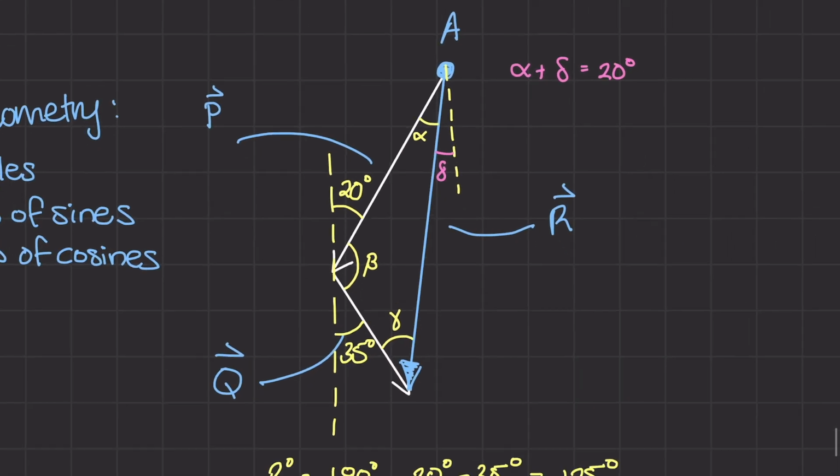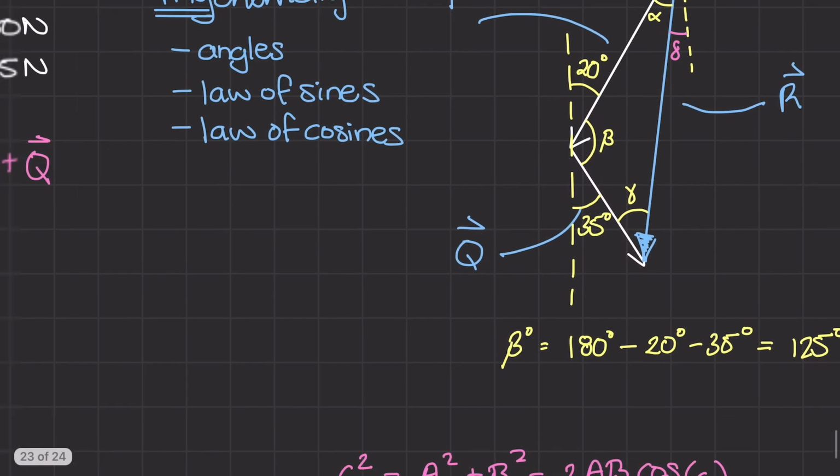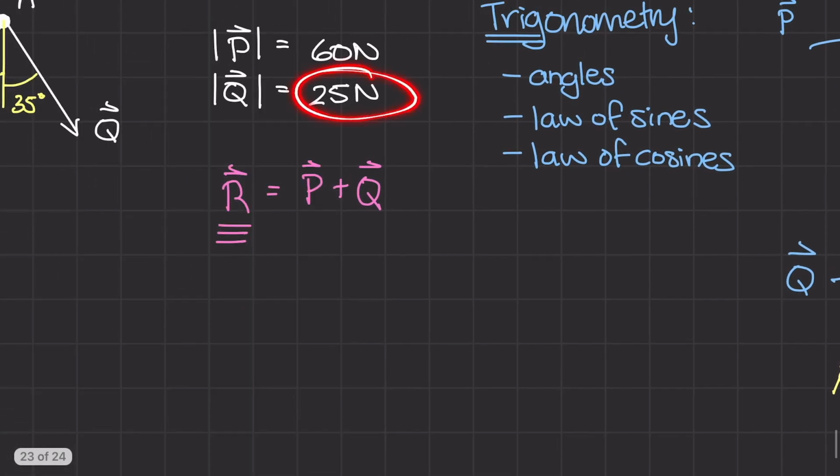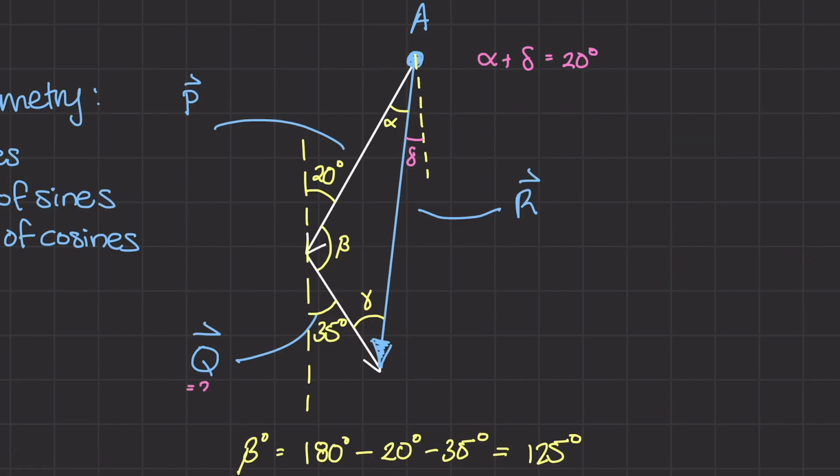Well, if we look back at this triangle, you can see that you have this alpha angle here, which is unknown, but then you know the magnitude or the length of q, which was given in the problem. It was 25 newtons. So if we go back here, we know that Q is equal to 25 newtons, and of course P was 60 newtons. What we can do here is use the law of sines to figure out what this angle alpha is.